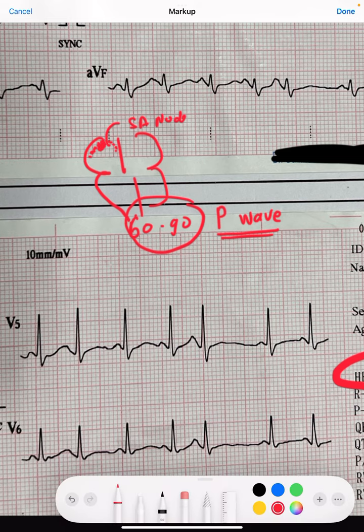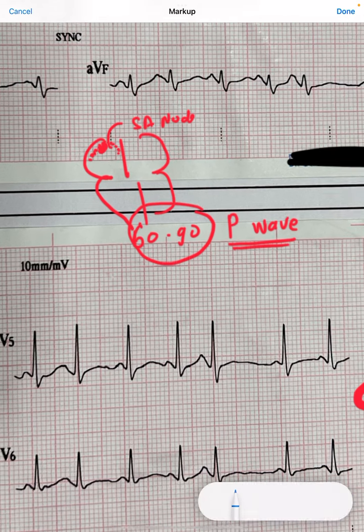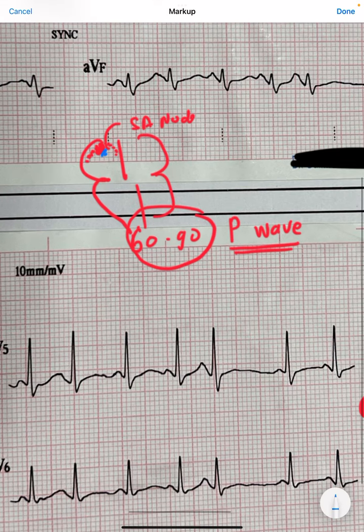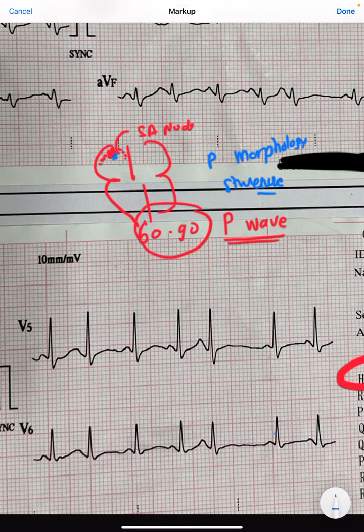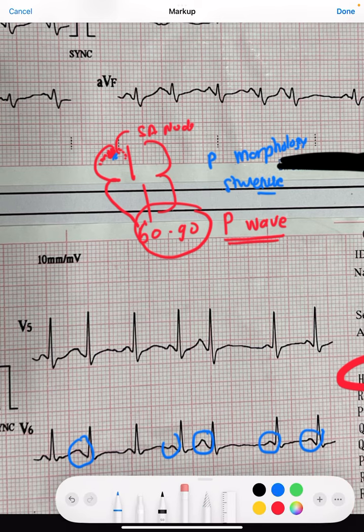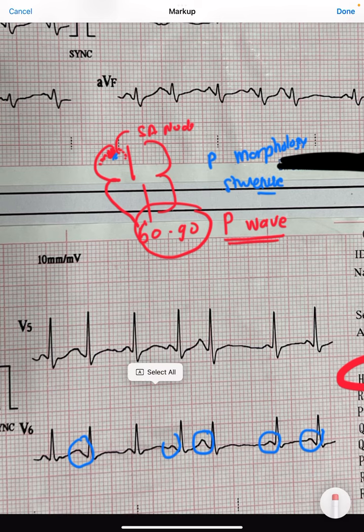This sinoatrial node is constant. That is the reason why the P wave which originates is always constant in morphology. So the P wave morphology, the P wave structure, has to be constant in every particular lead. In this case, see the P waves here, here, here, here. In this particular ECG, there are different morphologies of the P waves.